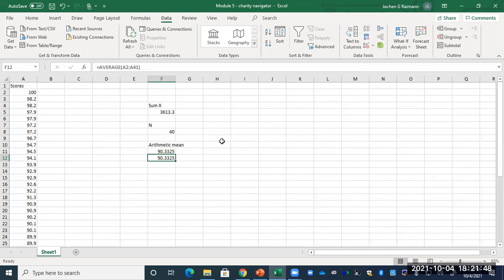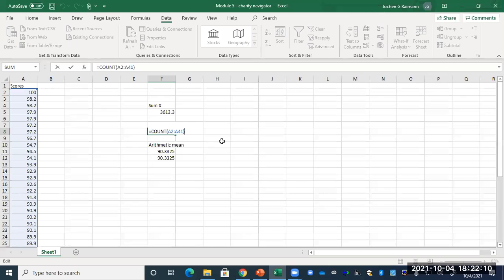So it's a little, yes. For the n, is there a formula or do you just count? Well, there's a count formula. Count A2 to A41. So your data set spans from A2 to A41. A is the column, 41 other rows, or 40 other rows. You can also calculate it, but count is just more elegant.